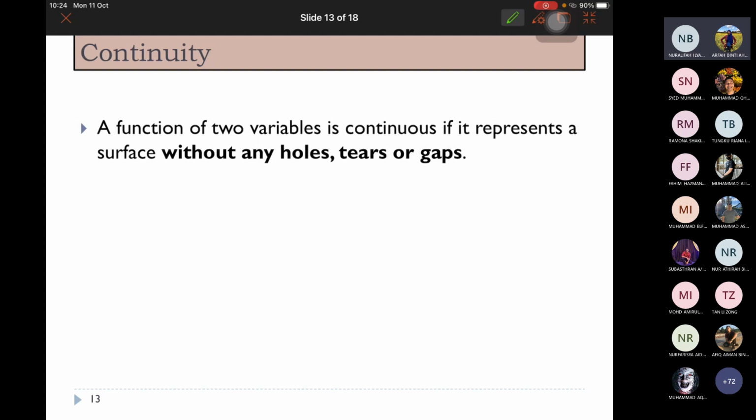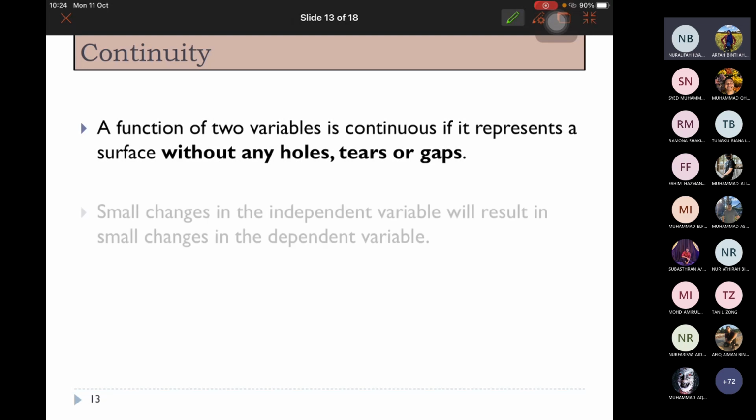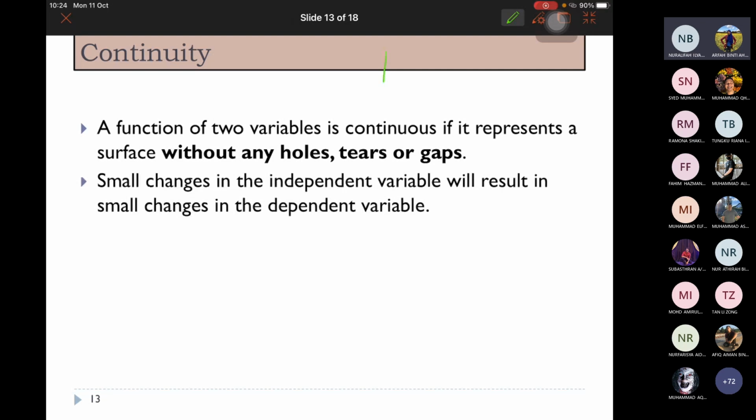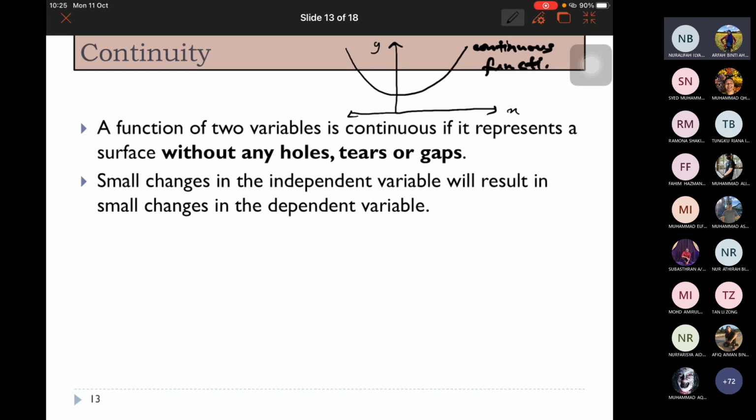Okay. So a function of two variables is continuous if it represents a surface without any hole, tears or gaps. Maksudnya tak ada sebarang lubang, tak ada koyakan atau sebarang gap. Contohnya kalau awak ada satu function, let's say you have a function like this. Katakan awak ada graph macam ini. This is your x, this is your y. So yang ini adalah continuous function. Sebab dia terus saja.